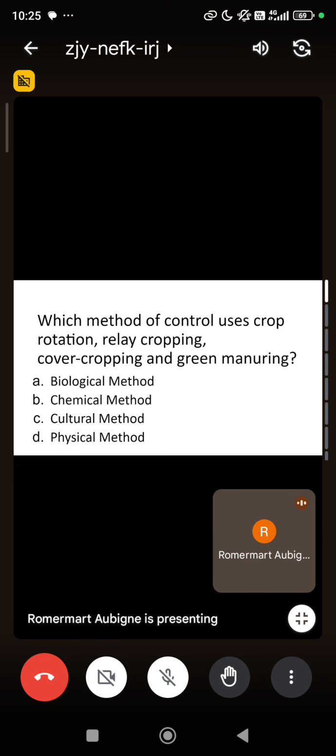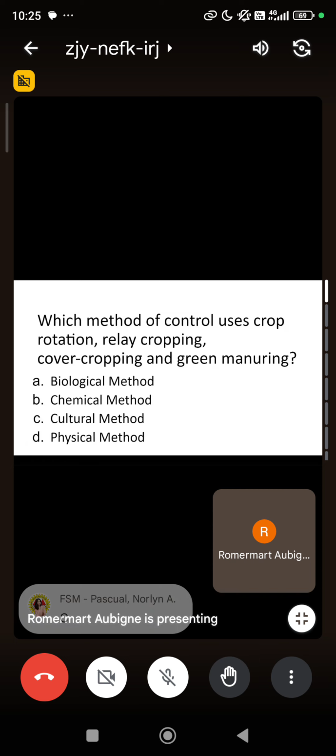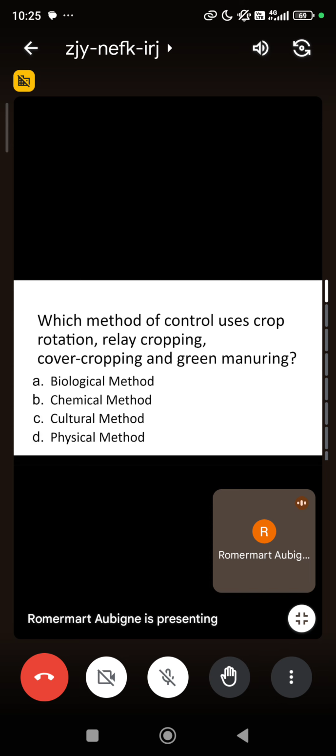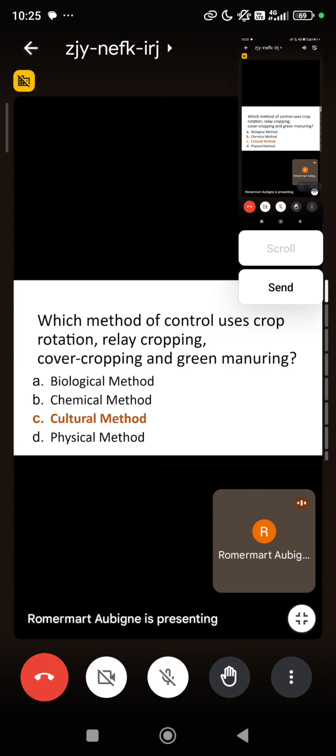A. Biological method. B. Chemical method. C. Cultural method. D. Physical method. The answer is, yes po, cultural method ang ating ginagamit po.